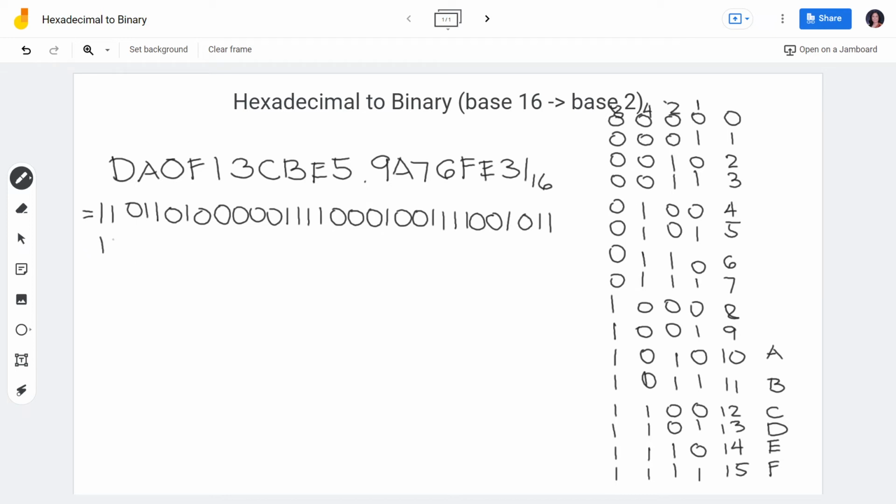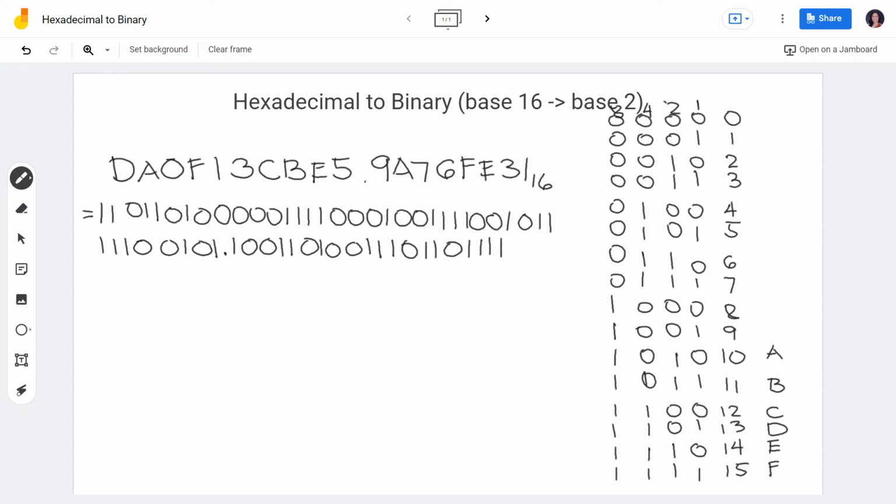E is 1, 1, 1, 0. 5 is 0, 1, 0, 1. Point. Okay, 9 is 1, 0, 0, 1. A is 1, 0, 1, 0. 7 is 0, 1, 1, 1. 6 is 0, 1, 1, 0. And then F is 4 ones.